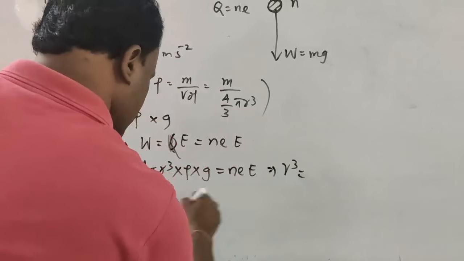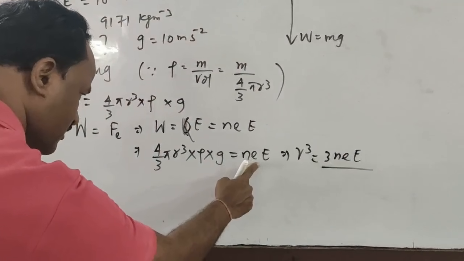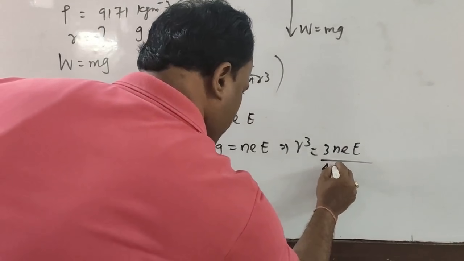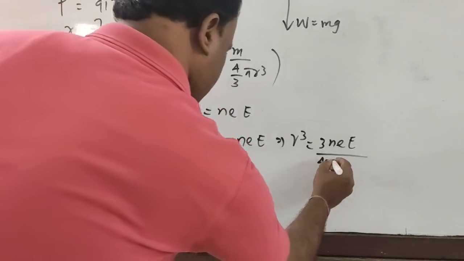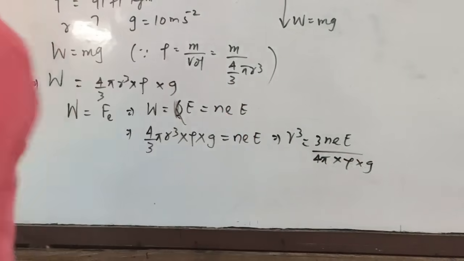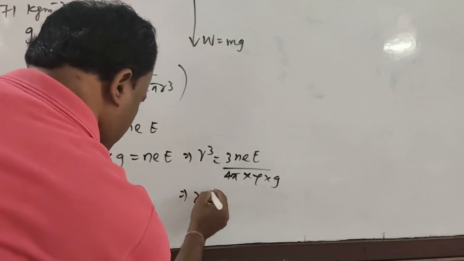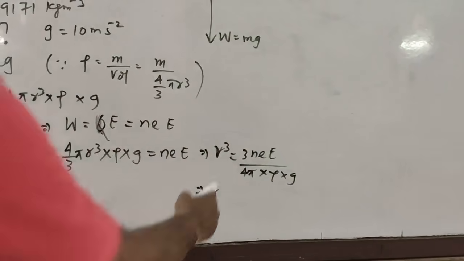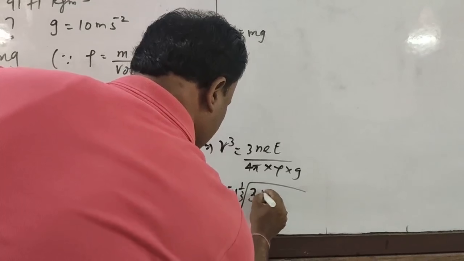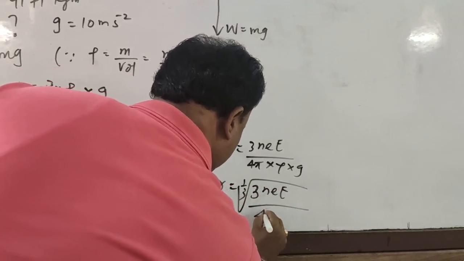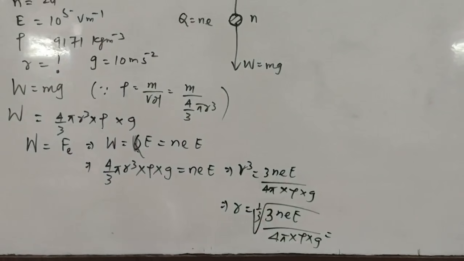Your aim is to find out r cube. Implies r cube is equal to 3neE divided by 4 pi multiplied by rho multiplied by g. This is your r cube. And r is obviously the cube root of 3neE divided by 4 pi rho into g. Students, here all the values.